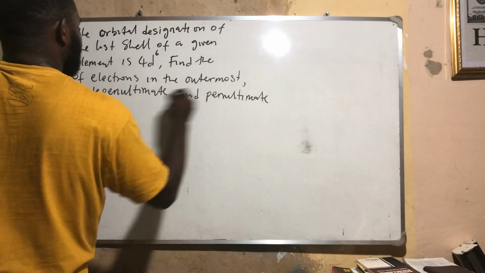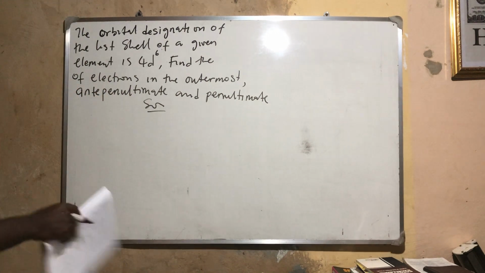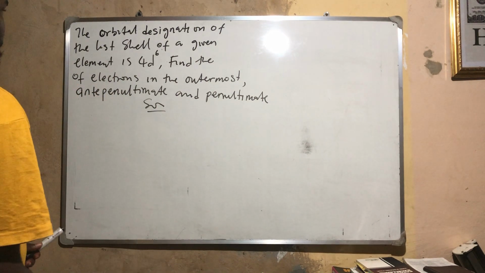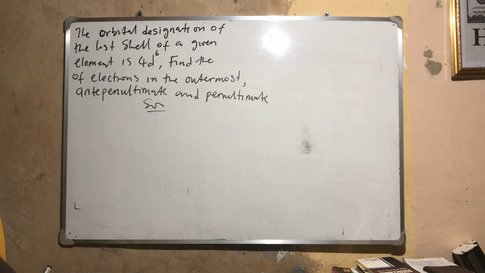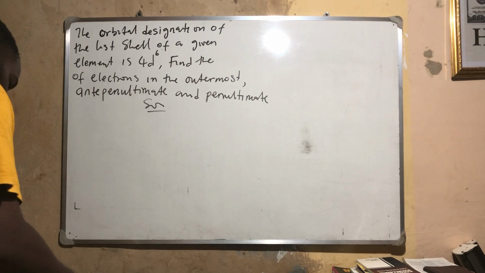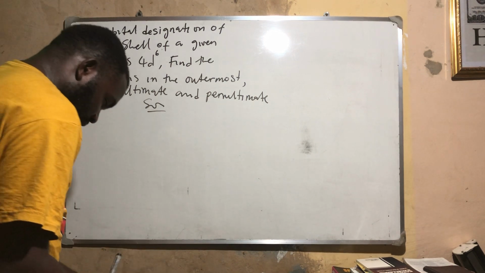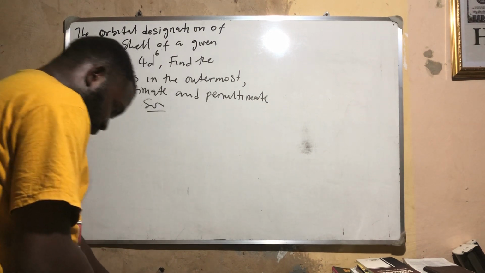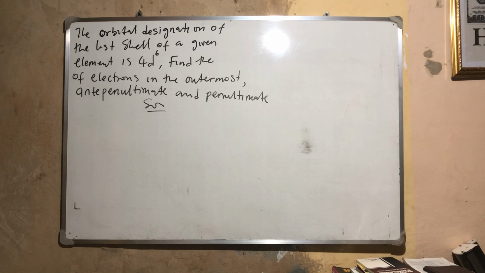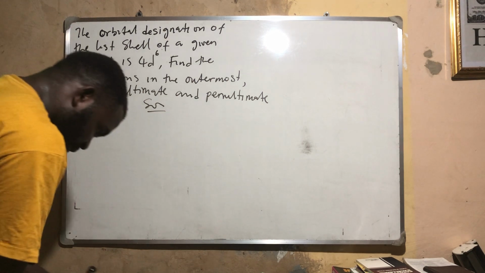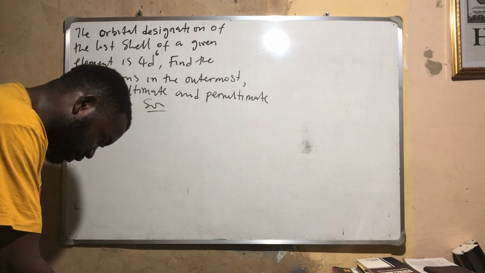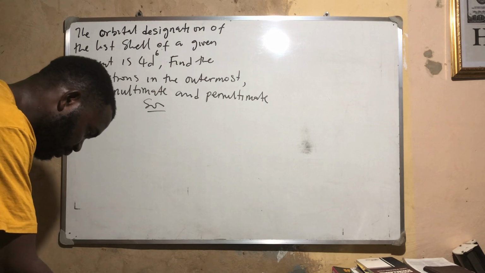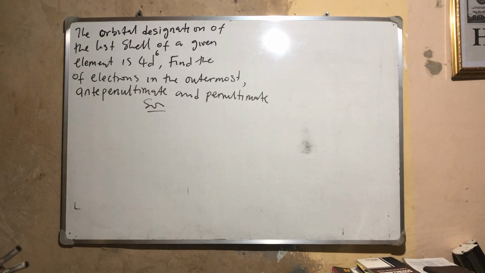Okay, solution. Now, to find the outermost electron, they said we should find the number of electrons in the outermost shell. Okay, first of all, let us get this.